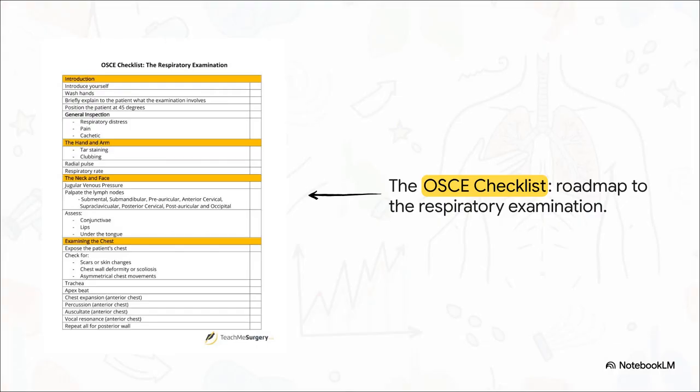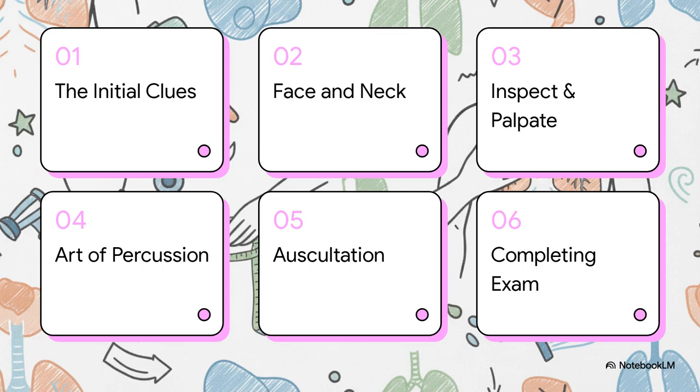To crack the case efficiently, medical professionals rely on really strict protocols, often known as OSCE checklists. Think of this as a literal roadmap that structurally organizes the search from head to toe. It ensures absolutely nothing is missed, no matter how small or subtle the clue might seem. Here's our agenda for today. We'll start with the initial clues, move up to the face and neck, and then hit the core sequence, inspecting, palpating, percussing, and auscultating before we finally complete the exam.